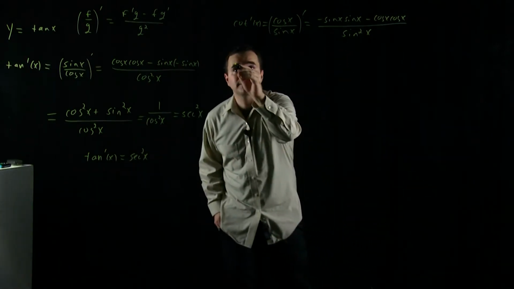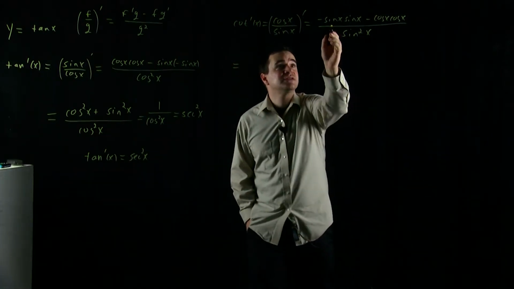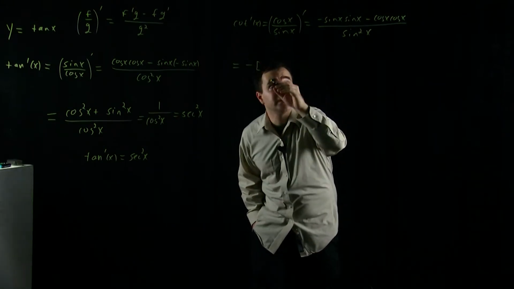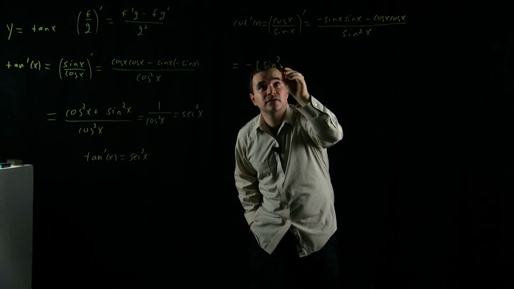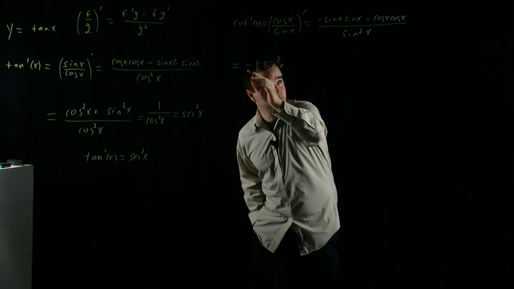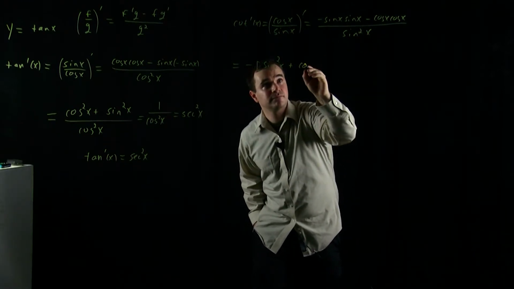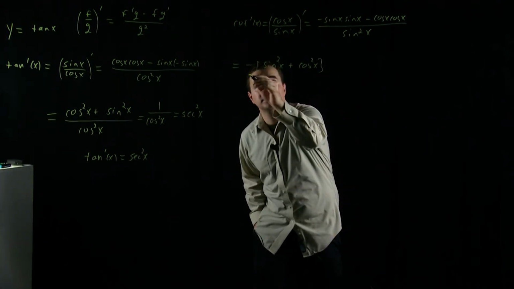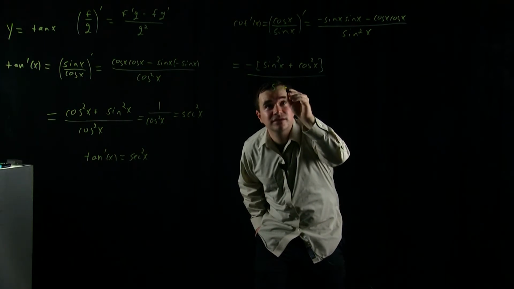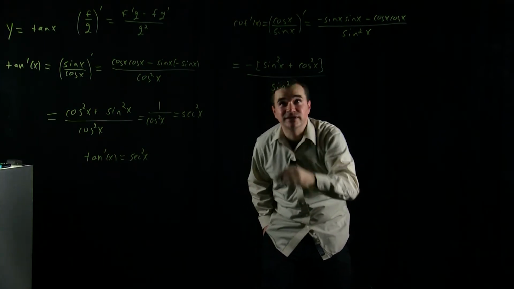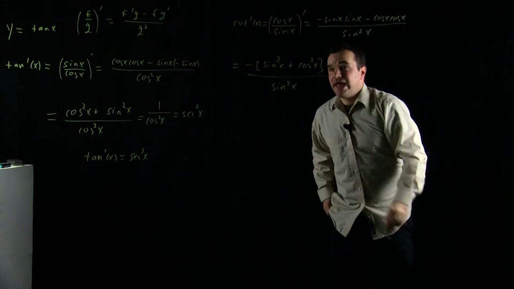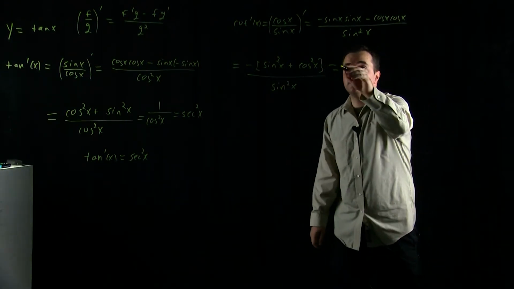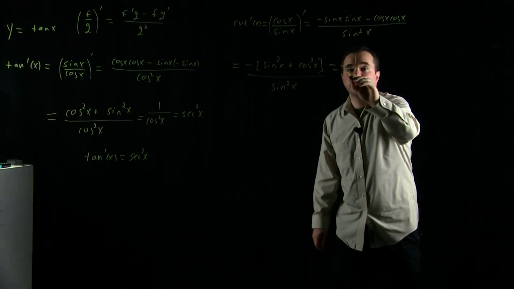So how can I do that? In this case, I've got a negative sign, then I've got sine squared, and then I've got a negative sign that I'm going to distribute out. So that gives me negative sine squared plus cosine squared, dividing it all by sine squared of x. Once again, my trig identity tells me sine squared plus cosine squared equals 1, and so I'm left with minus 1 over sine squared.